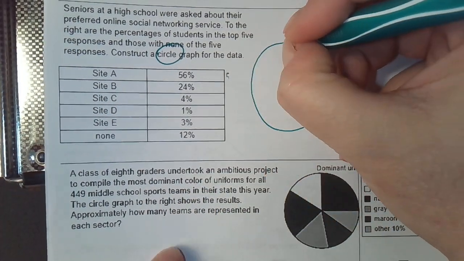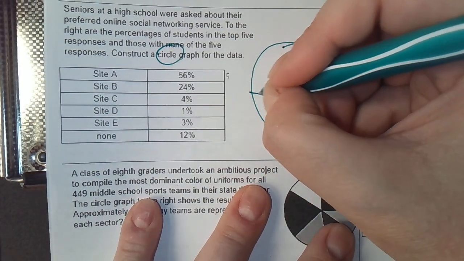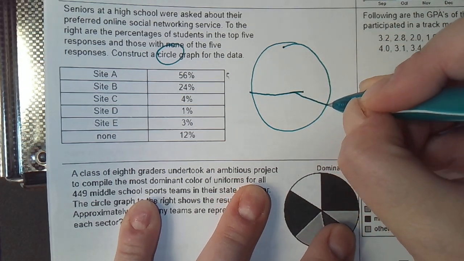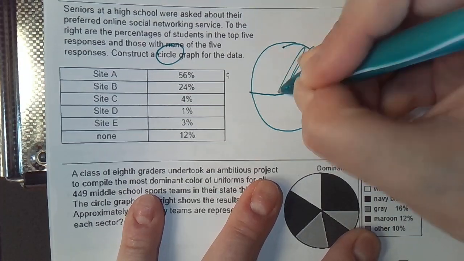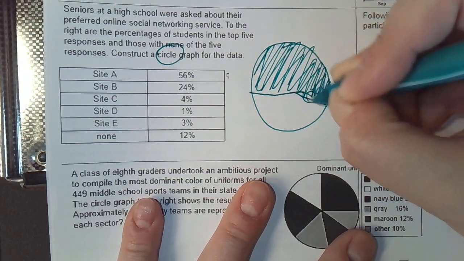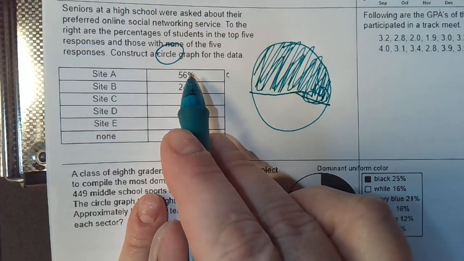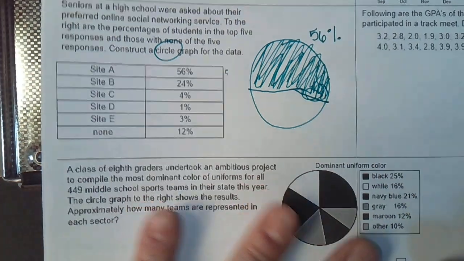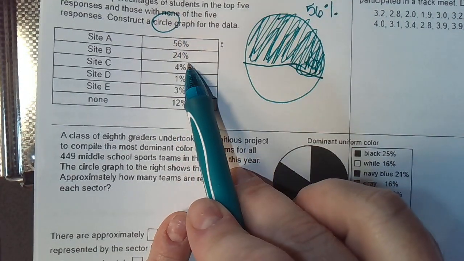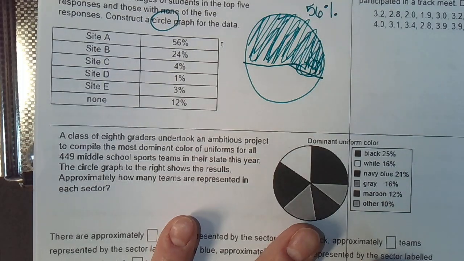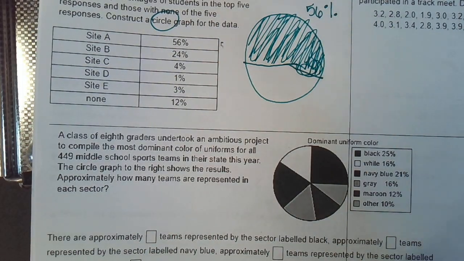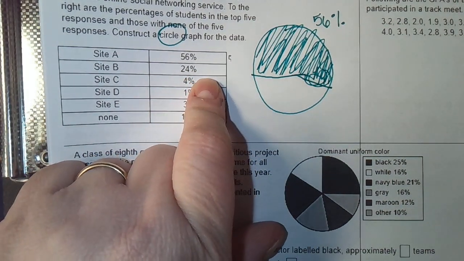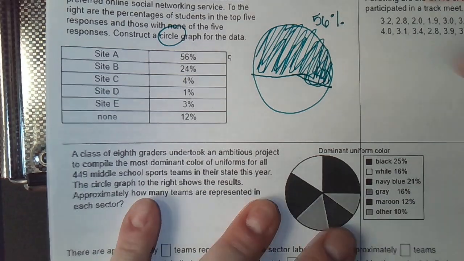So, let's draw a circle. And 50% would be like half of it, but we need maybe a little more. Okay, so all of this, I definitely did half because it's 50% plus a little bit more, so this is 56%. Okay, the next one is 24%. How much of 100 is that? 24 of 100 is kind of like close to 25% or a quarter.